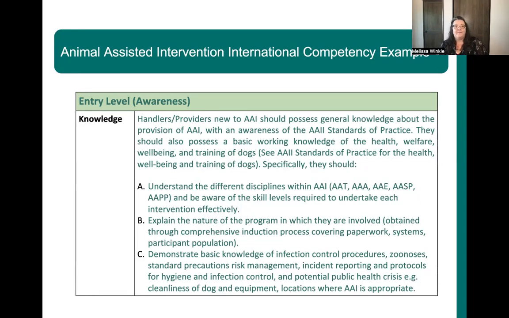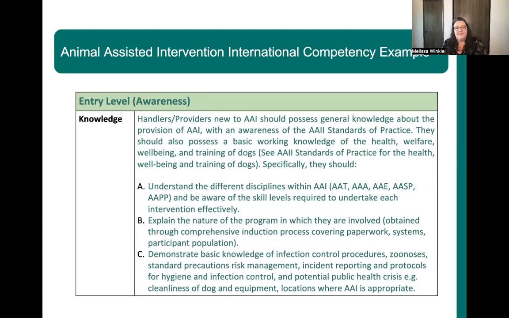They should also possess a basic working knowledge of the health, welfare, well-being, and training of the dogs involved. And so we would also say, see those standards as well. But specifically for entry-level awareness, they should understand different disciplines within animal-assisted interventions or services, including all of the subcategories, and they should be aware of skill levels required to undertake each intervention or treatment effectively.